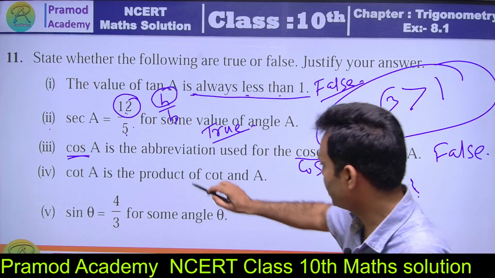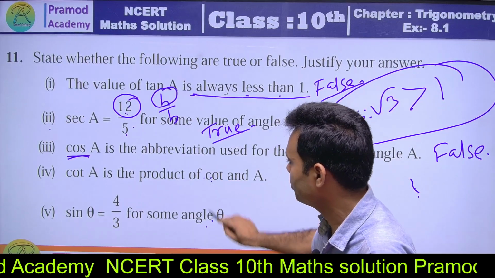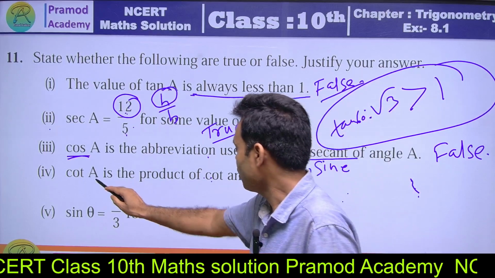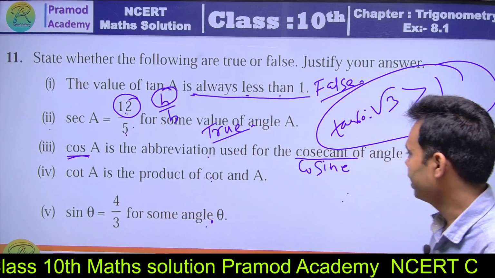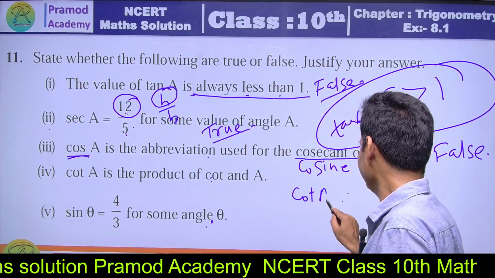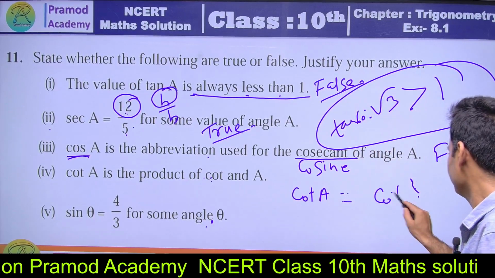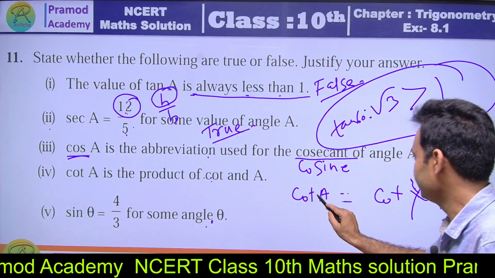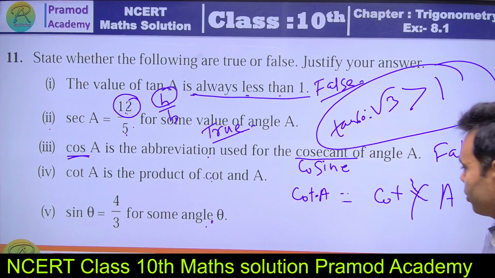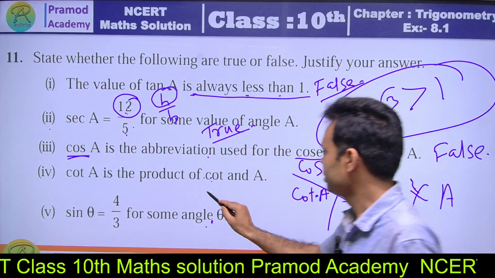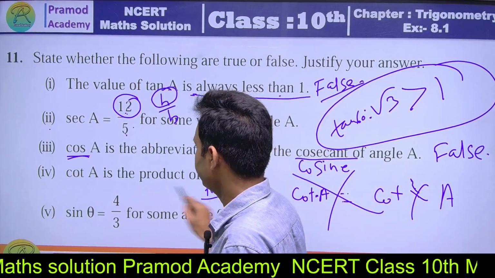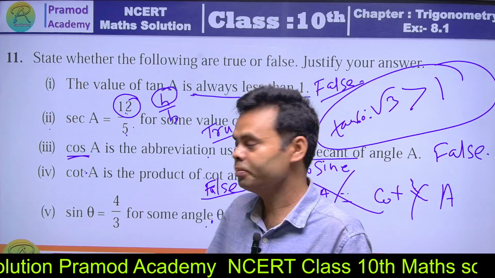First I am solving these two problems, and then I will put the full form of all six trigonometrical ratios. So cot A is the product of cot and A. Can we write cot into A? Here, is it a multiplication sign? No, never. It is false. Here it is not a product sign.